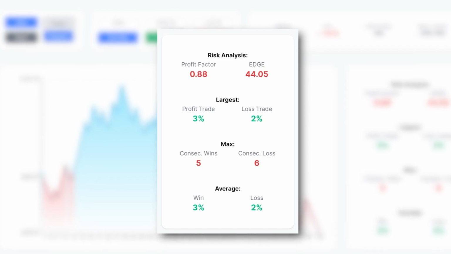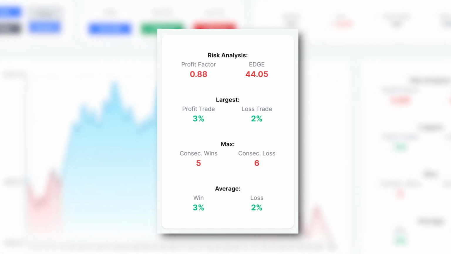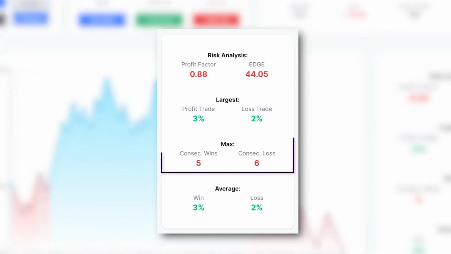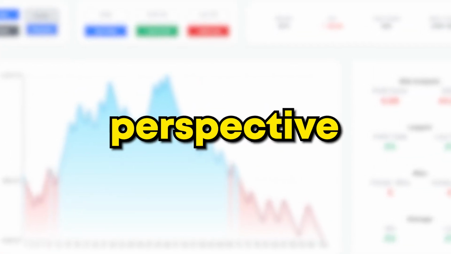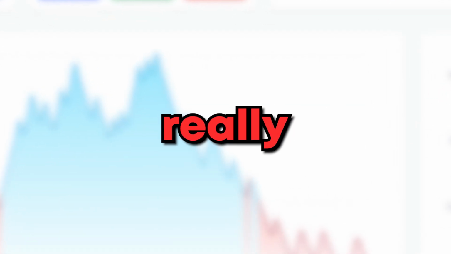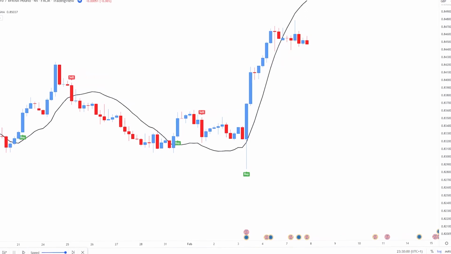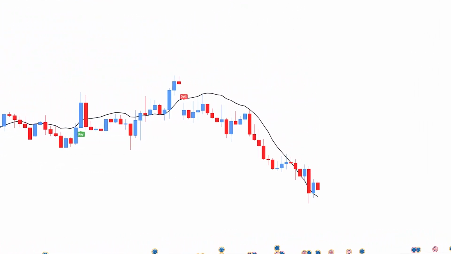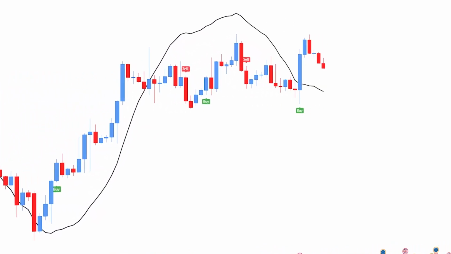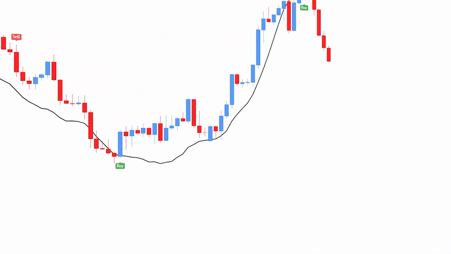In terms of its overall performance, this strategy has a streak of 5 consecutive wins, but it also has a series of 6 consecutive losses. From this perspective, a win rate of 37% is not really impressive in any way, and based on these two indicators, I believe that we could definitely build a more profitable strategy, make it work better, and see if we can also increase the number of wins.